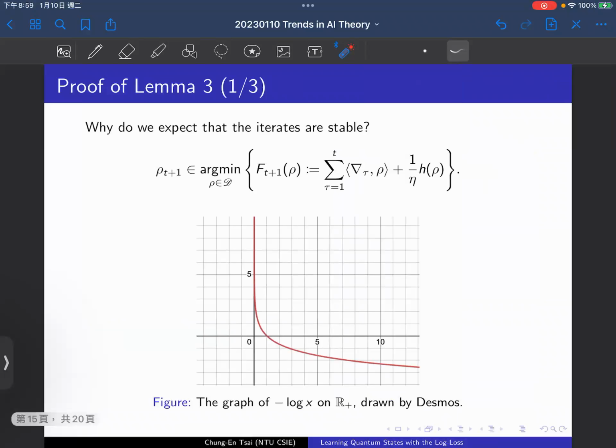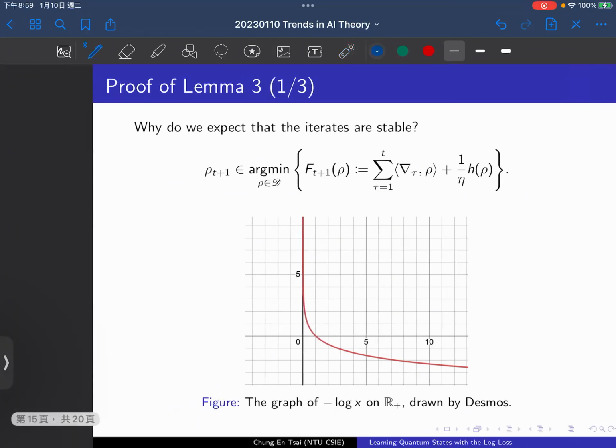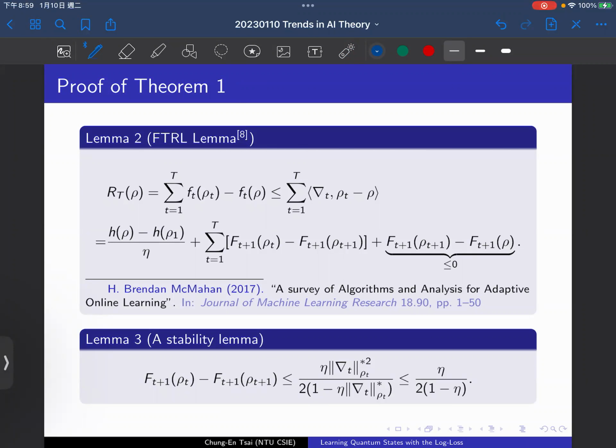Okay, so first, why do we expect that lemma 3 is correct? What we want is to show that lemma 3 is something like that. It says that if eta is small, so if the learning rate is small, then rho t and rho t plus 1 are close to each other. So why should this be true?